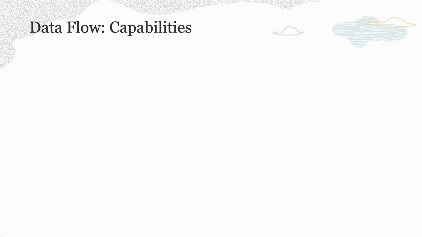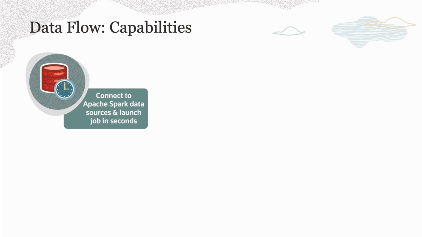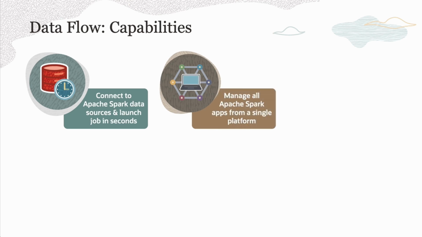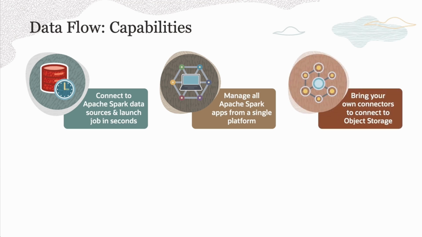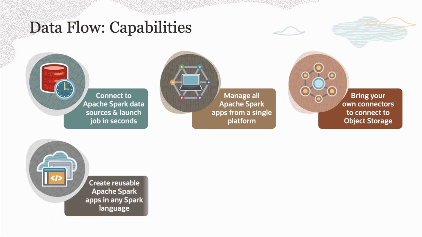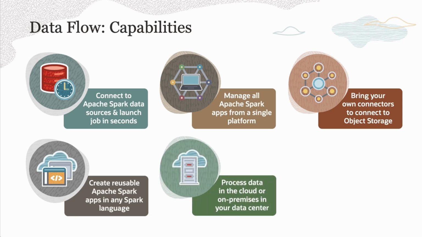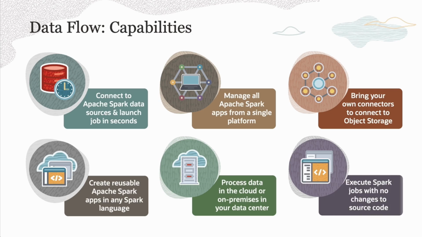So what are the Dataflow key capabilities? The flexibility and simplicity of Dataflow make running Spark apps easy. You can, first of all, connect to Apache Spark data sources and launch a job in seconds. You can manage all Apache Spark applications from a single platform. You can bring your own connectors to connect to object storage or other data sources. You can create reusable Apache Spark applications in any Spark language. You can process data in the cloud or on-premise in your data center. You can execute any Spark application, perhaps in your case PySpark and SQL, with no changes to the source code.